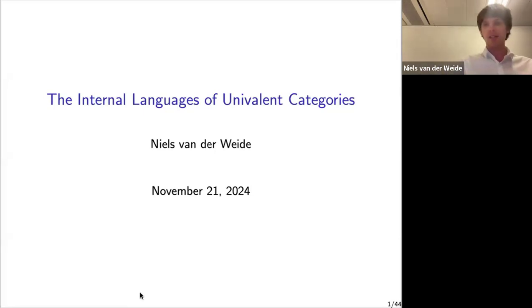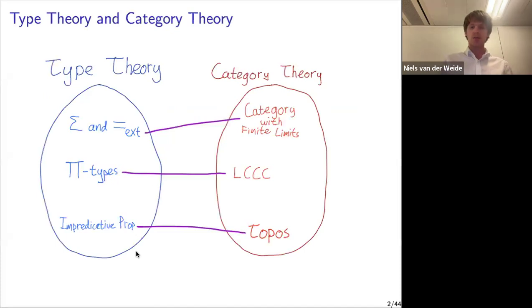And indeed, I'll be talking today about the internal languages of univalent categories. So let me start with some kind of pictorial overview of what I want to talk about. Basically, there's a very strong connection between, on the one hand, type theory, and on the other hand, category theory. For instance, if we're working with extensional type theory with sigma types, that's kind of the internal language of categories with finite limits.